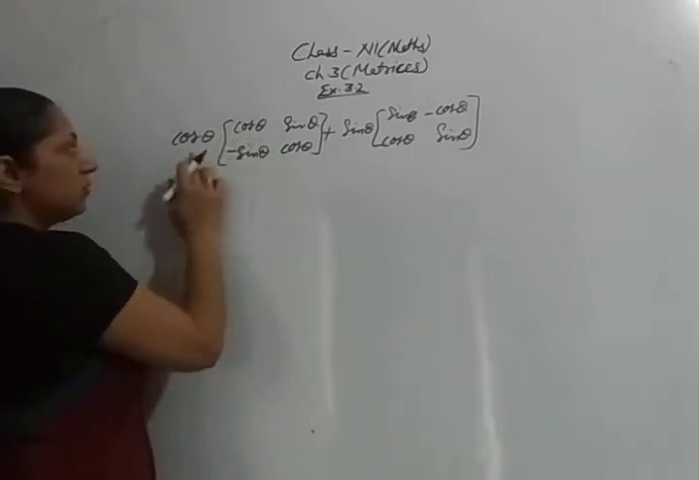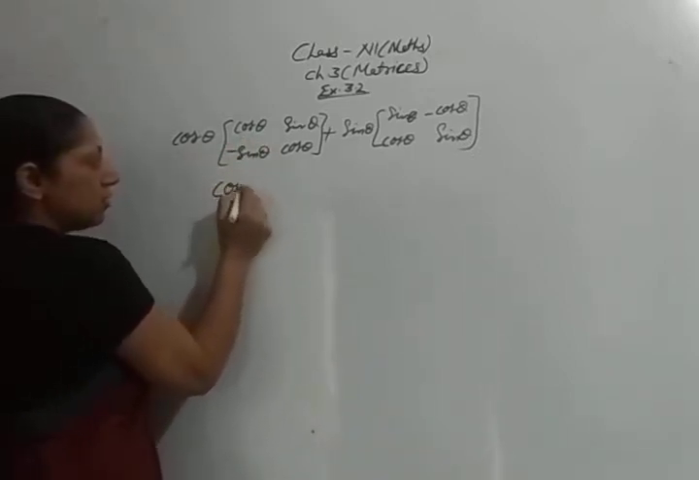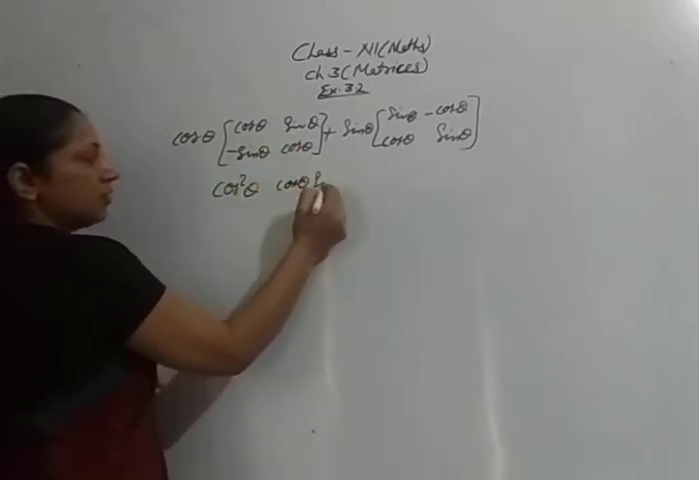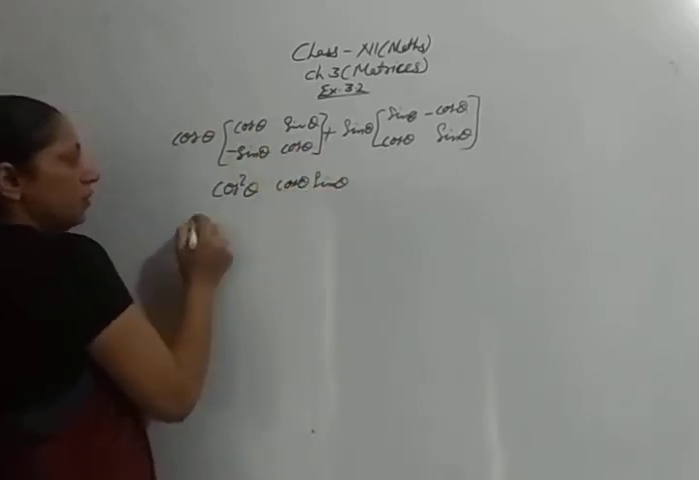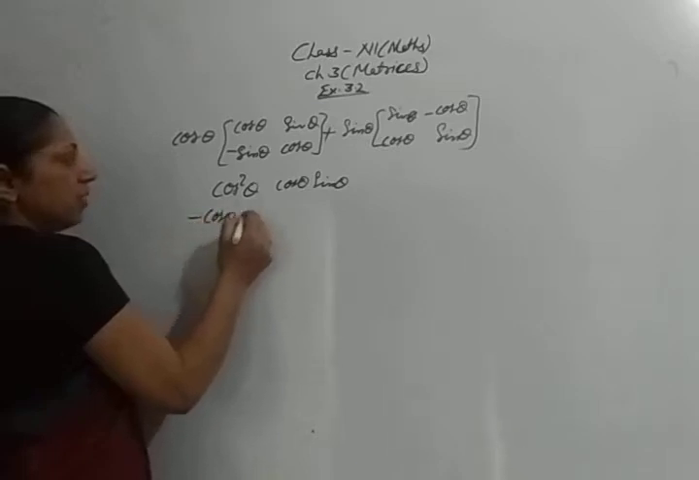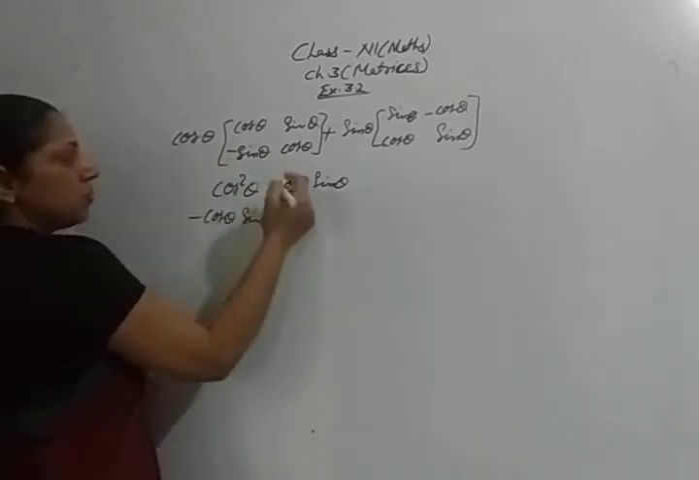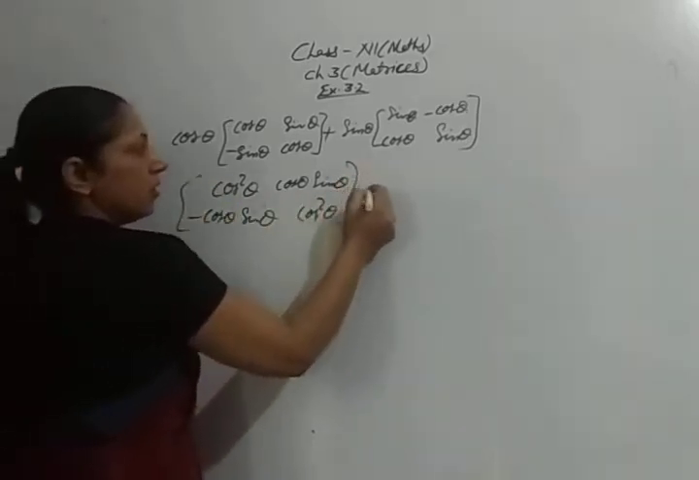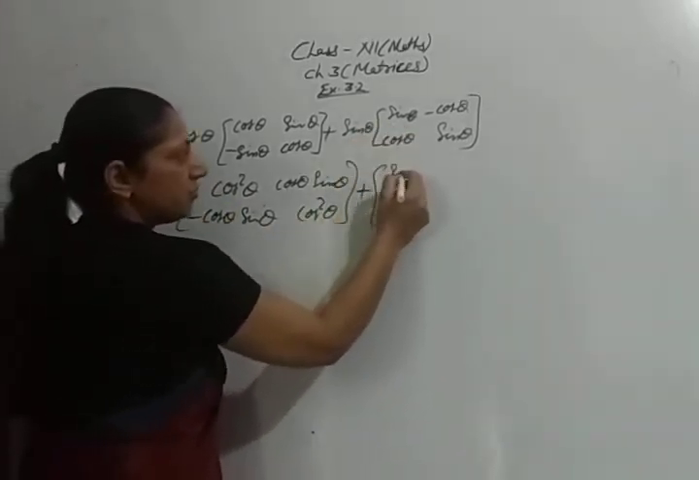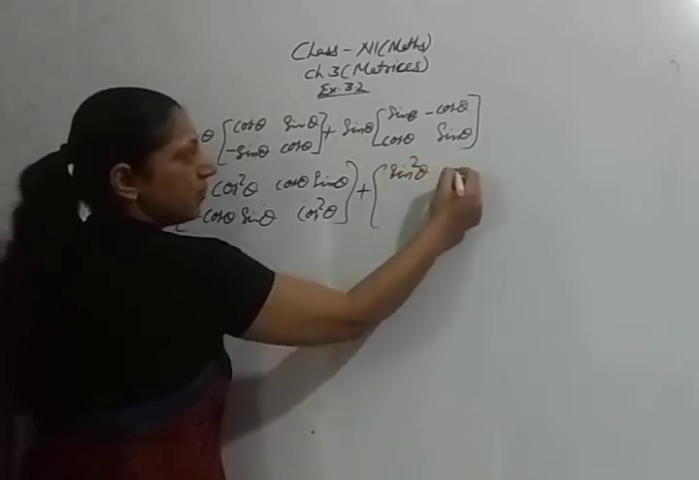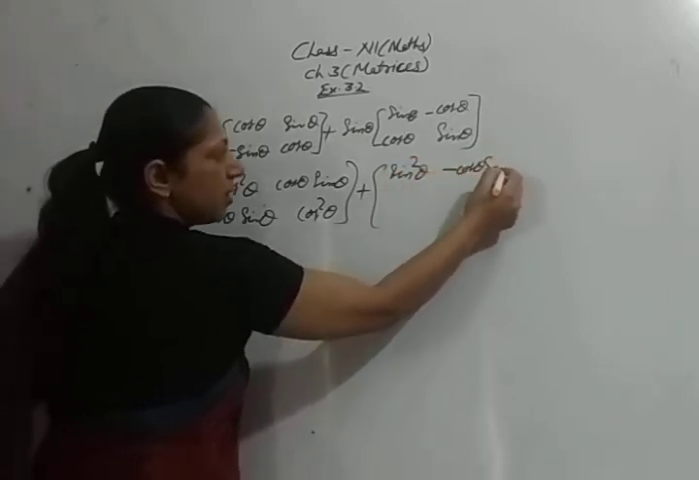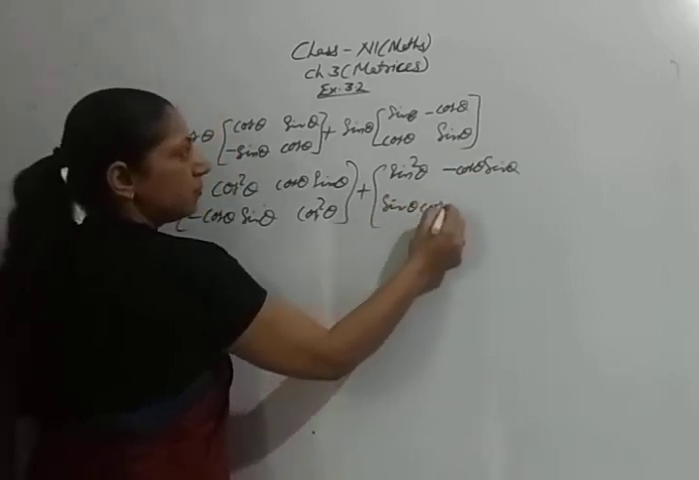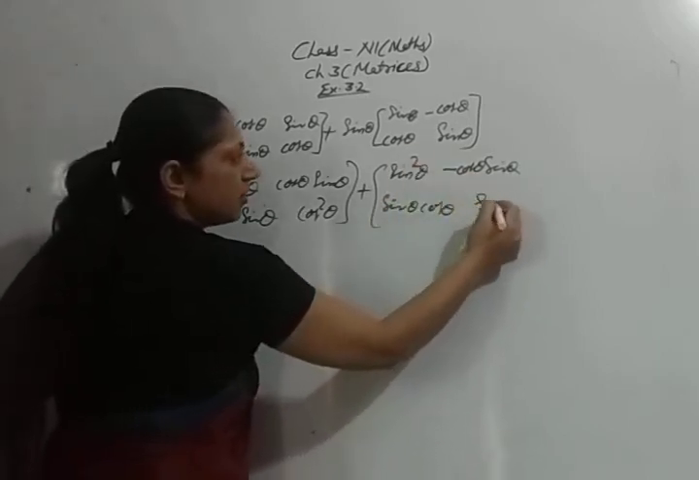Now multiply cos theta into the first matrix: that is cos square theta, cos theta sin theta, cos theta sin theta, cos square theta. Next is sin theta times the second matrix: sin square theta, minus cos theta sin theta, minus cos theta sin theta, and sin square theta.